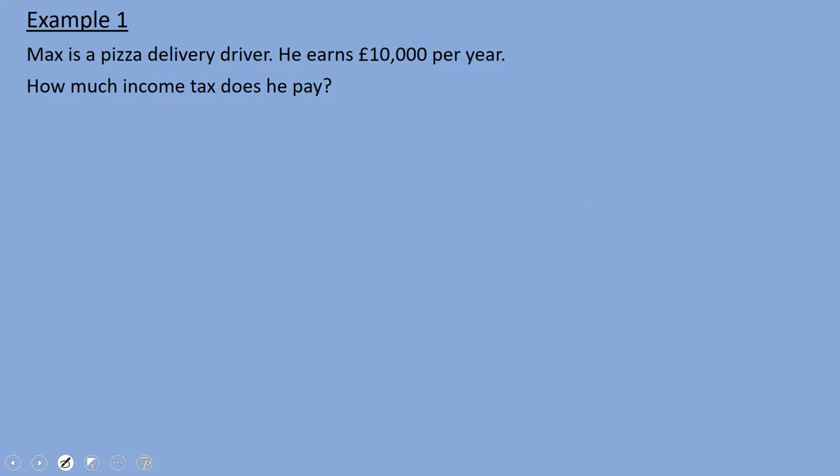So let's look at our first example. We've got Max, pizza delivery driver, earning £10,000 a year. So we start the same as every other question with our line. So we've got 0 to 12.5, we're paying 0%. 12.5 to 37.5, where we're paying 20%, and over 37.5, we're paying 40%.